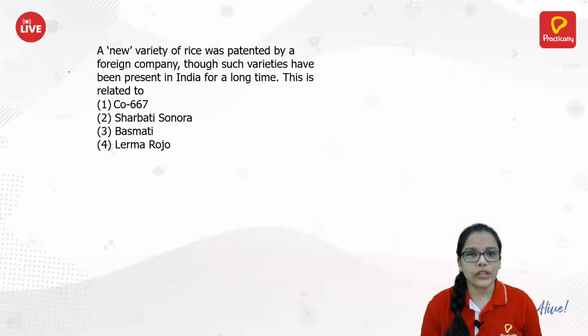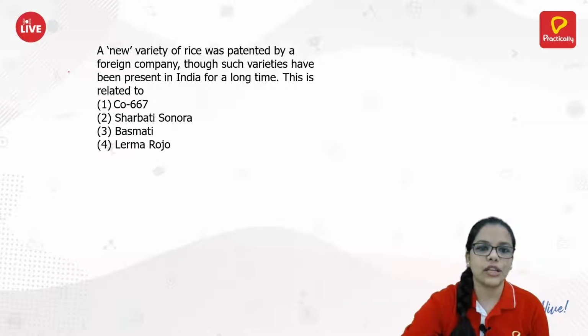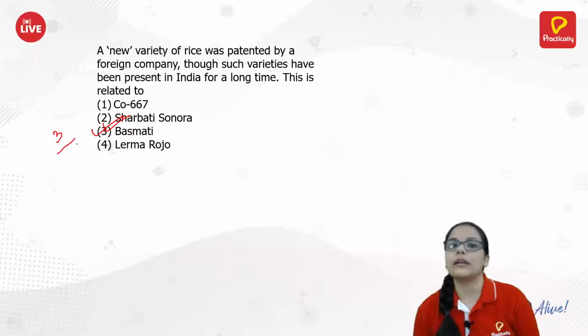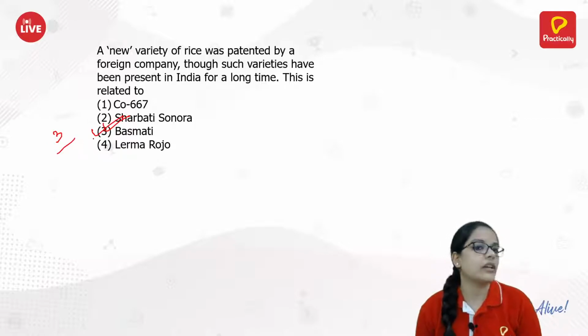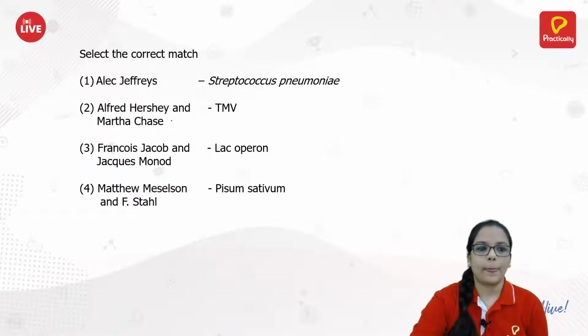Okay, a new variety of rice was patented by, as I said, in biopiracy. Okay, they have been present in India for a long time. This is related to basmati. Okay, they took basmati and named it Texmati and patented that thing. Okay, Sonalika and Lerma Rojo are types of wheat, not rice.